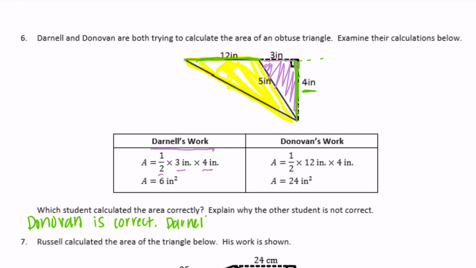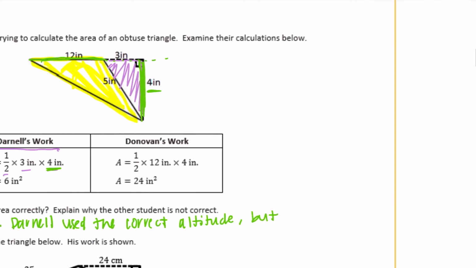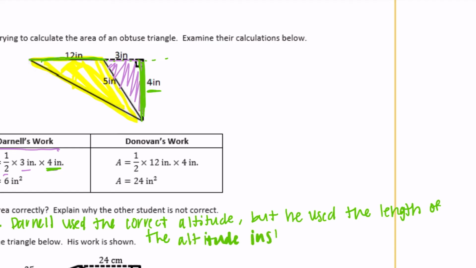Darnell, so he used the correct altitude, this right here. He used 4. Used the correct altitude, or height, but he used the length of the altitude instead of the actual base.